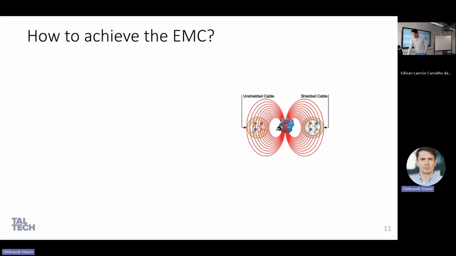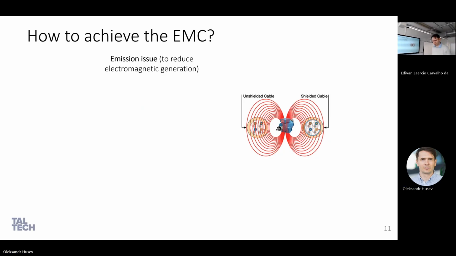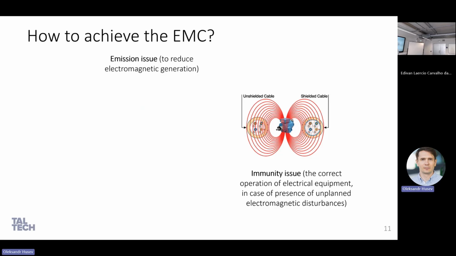And now, how to achieve EMC, right? So, the emission issue. First of all, you have to reduce the electromagnetic generation that is created by your device. Right? It's one goal of any electromagnetic compatibility design, because I would underline two different terms: EMI, electromagnetic interference, and electromagnetic compatibility. Compatibility is more complex. So this is somehow an immunity issue, right?